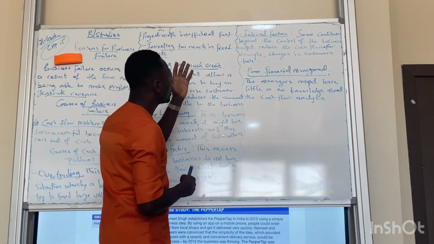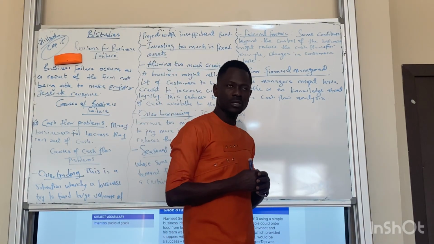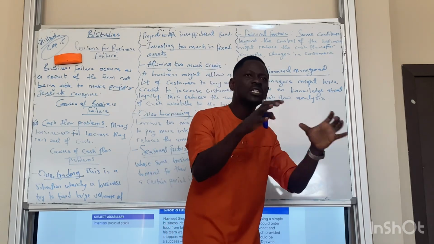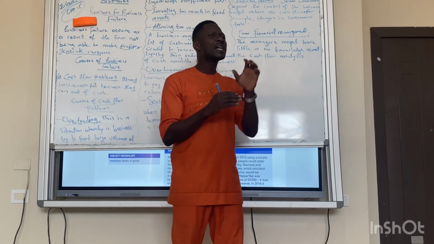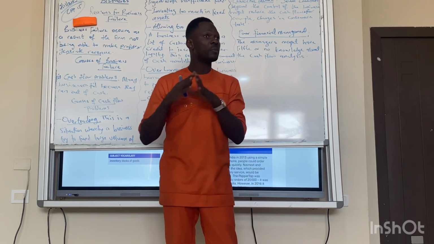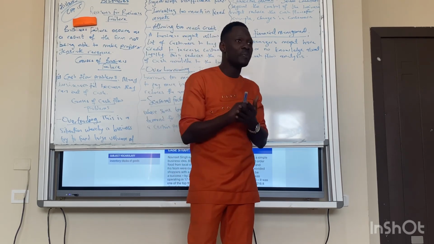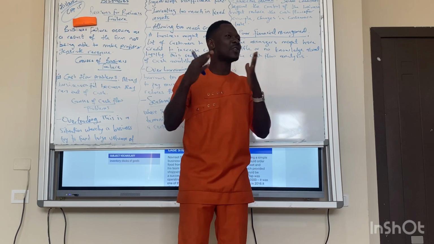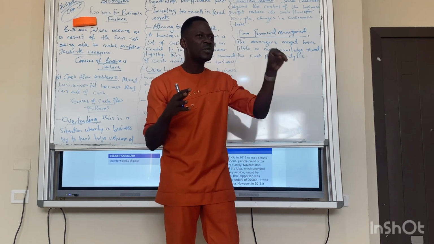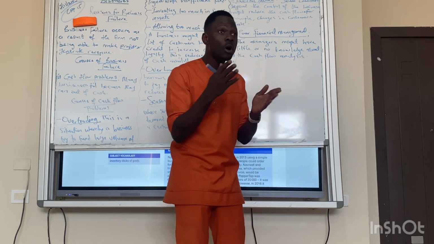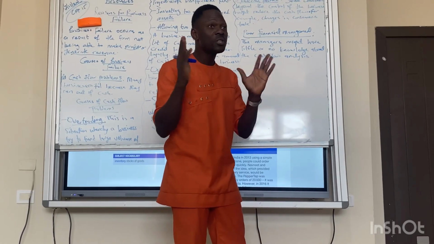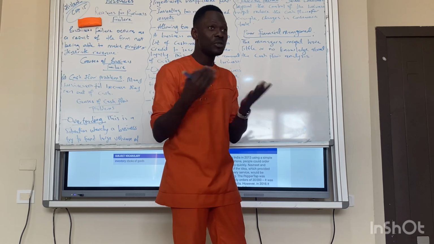And the second to the last one, external factors. These are factors that are beyond the control of the business. So there's nothing the business can do about it, irrespective of whatever strategy the business has. These things are beyond the control. Example is consumer taste and preference. If consumers stop buying your product, there's nothing you can do about it. Or can you do anything about it?